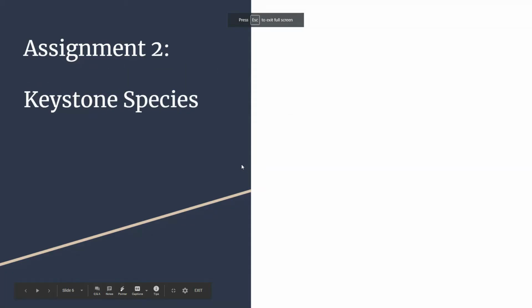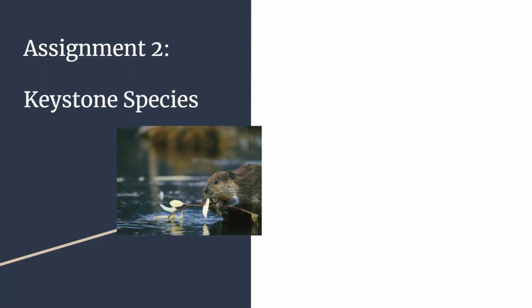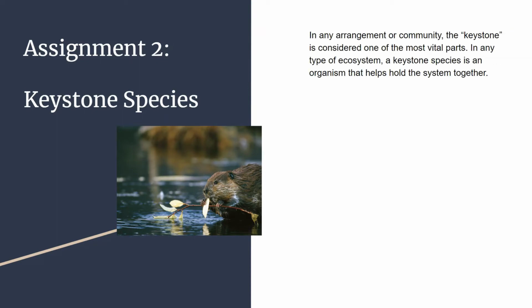Your second assignment, I think this is kind of an interesting assignment to do, is you're going to look at something called a keystone species. So got our beaver there. Beaver's a keystone species. Keystone species are a vital part of an ecosystem. They hold it together. They make sure that that ecosystem is sustainable.